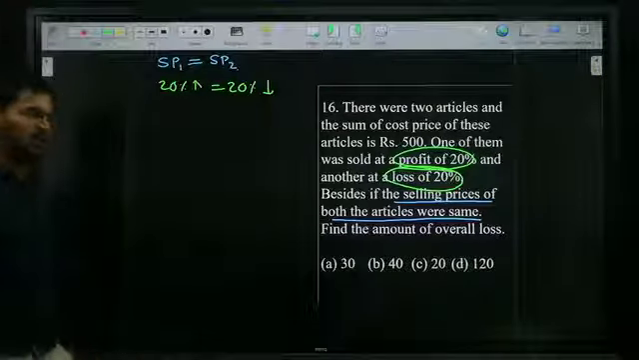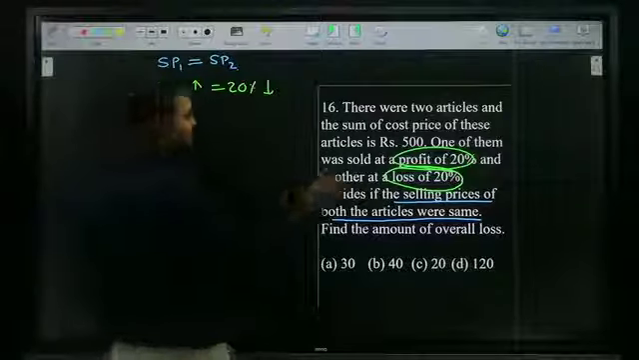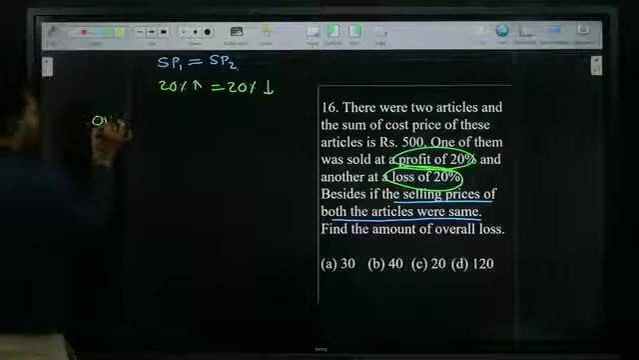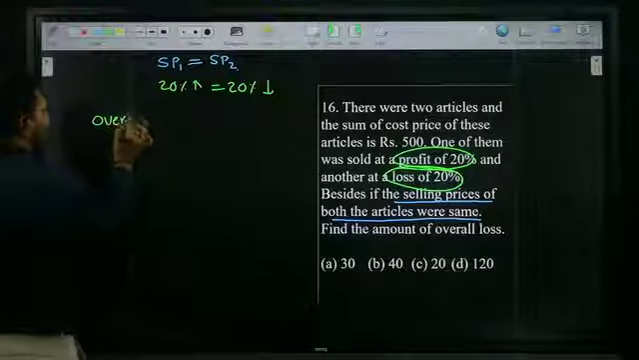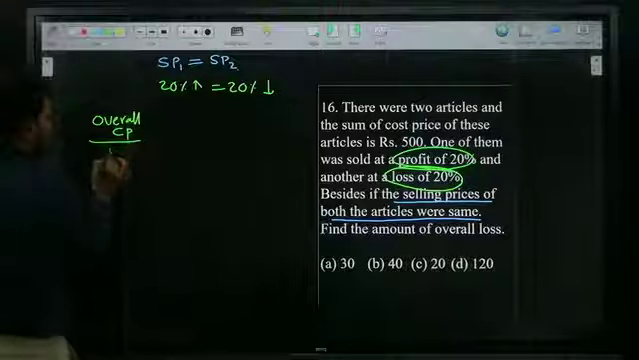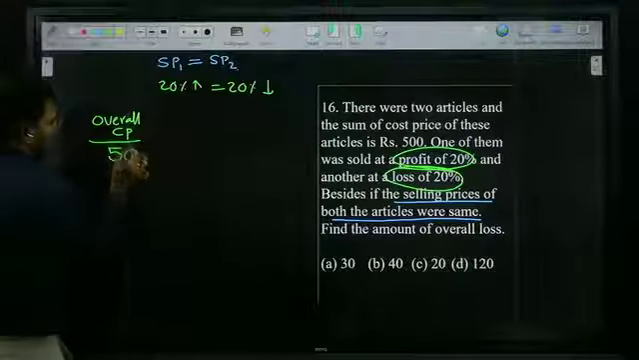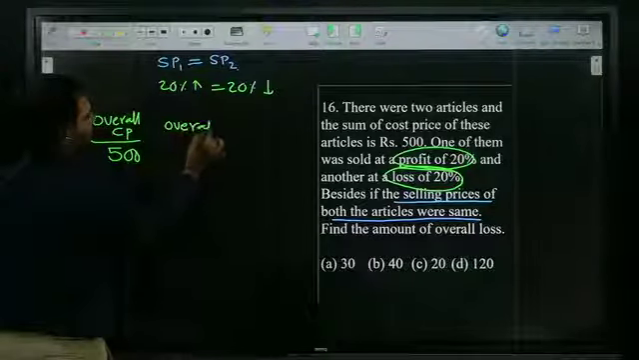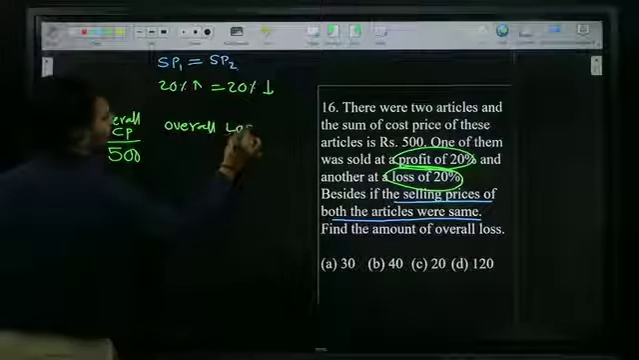This is applicable, right? Overall cost price, the sum of the overall cost price, is what? Overall CP is 500. Overall loss is how much?